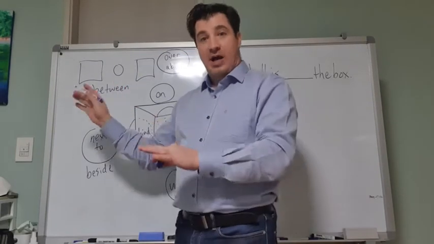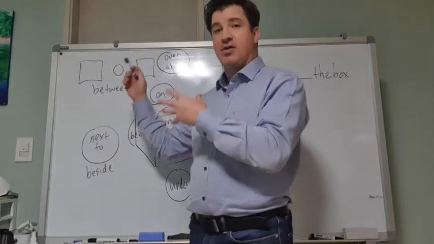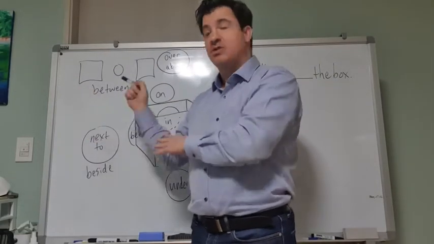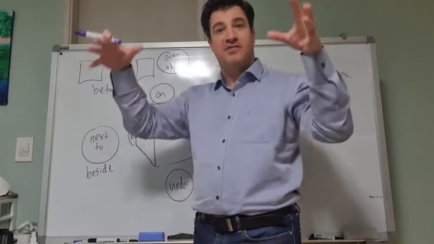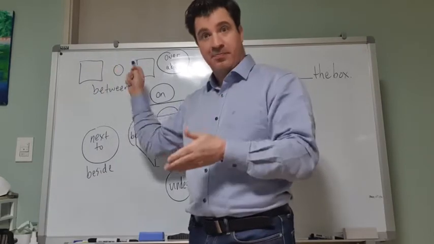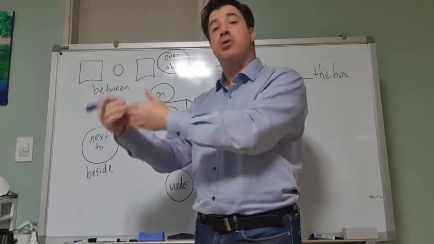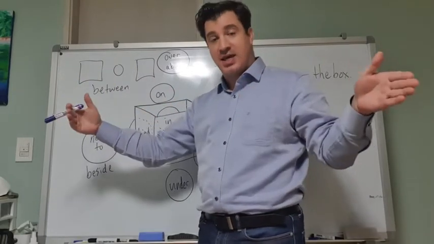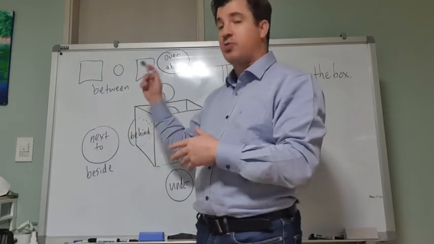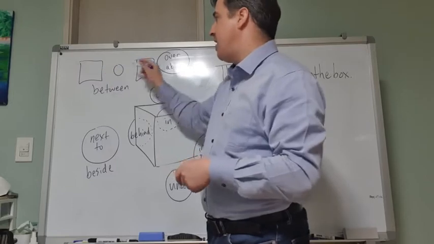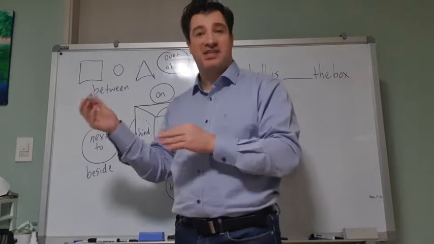Now, the important thing to remember with between is that it always refers to two different things. You have to be in the middle of something. If those are the same, like here, it's between the boxes, which is fine. It has to be plural. If it's two different things, then you have to say both of them. The ball is between the box and the triangle. You have to say both of them.